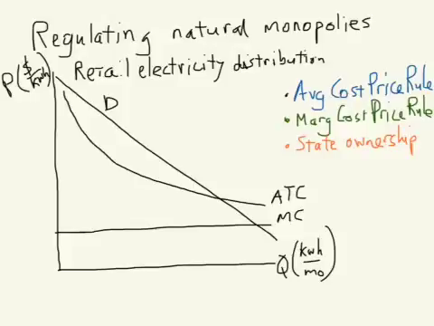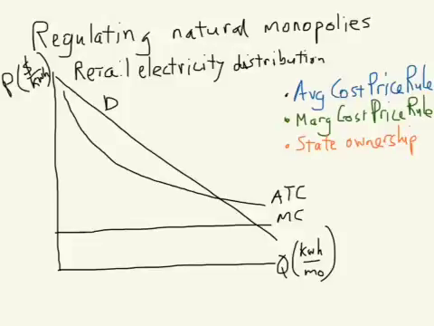I'm going to look at three types of regulation. One, average cost price rule, by far the most common. Marginal cost price rule, it exists in the economy in places that I'll talk about. And then state ownership, a little bit less common, but actually an interesting example right here in Forest Grove. So let's get started. The first case, average cost price rule.